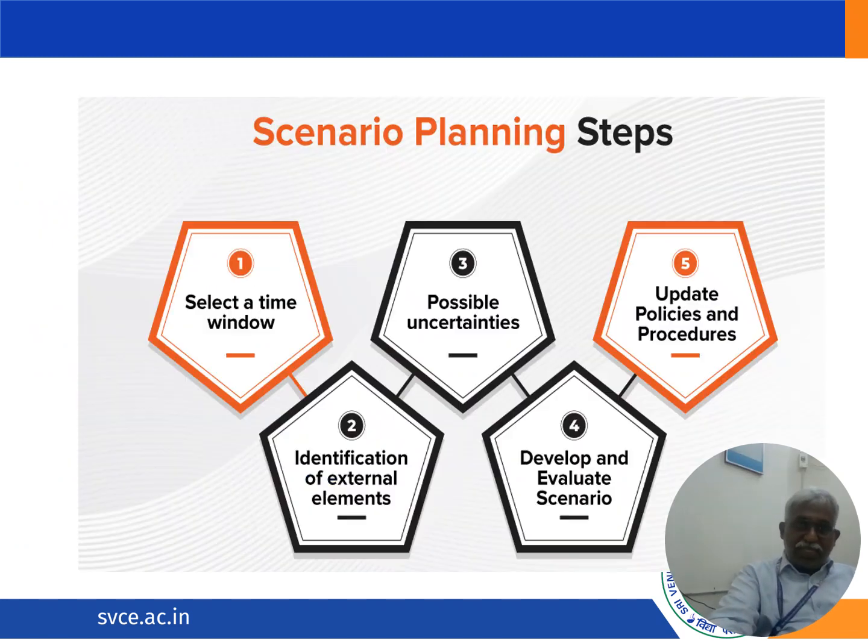Now we will see the steps involved. Scenario planning steps. The first step is to select a time window, then possible uncertainty, update policy and procedure, develop and evaluate scenario, identification of external elements. Select a time window. Time is the important factor. We will divide it into static and dynamic. Static means we are not considering time. Dynamic means time versus action.